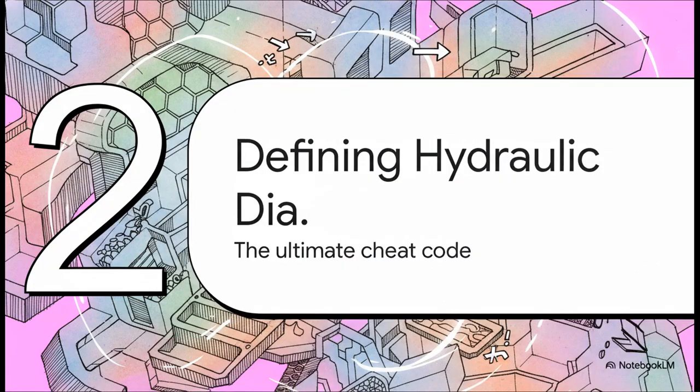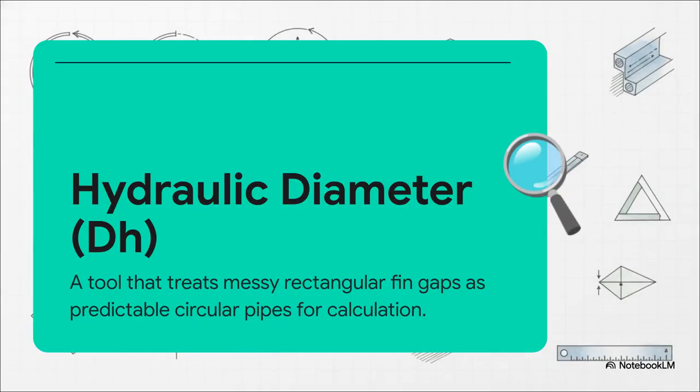Which leads us perfectly into section 2, defining hydraulic diameter, or as I like to think of it, the thermal engineer's ultimate cheat code. The really crucial thing to understand here is that hydraulic diameter isn't just some boring formula. It's actually this ingenious cheat code for translating a square maze into a round pipe. You see, all of our classic fluid mechanics formulas, like calculating the Reynolds number to figure out if your flow is turbulent or laminar, were originally designed for water flowing through perfectly round pipes. The hydraulic diameter lets us take this chaotic rectangular fin gap and simply ask, okay, if this gap were a perfect circle, what would its diameter be?